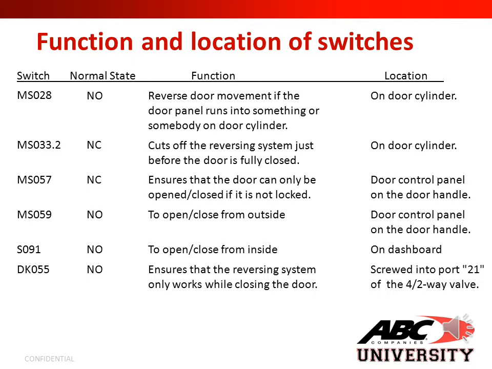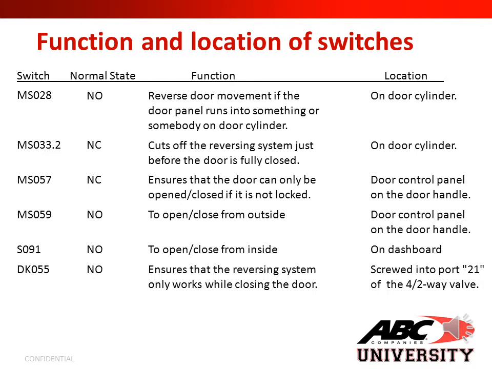Switch MS033.2, a normally closed switch, cuts off the reversing system just before the door is fully closed. It is also located on the door cylinder. MS057, a normally closed switch, ensures that the door can only be opened or closed if it is not locked. It is located on the door control panel on the door handle.